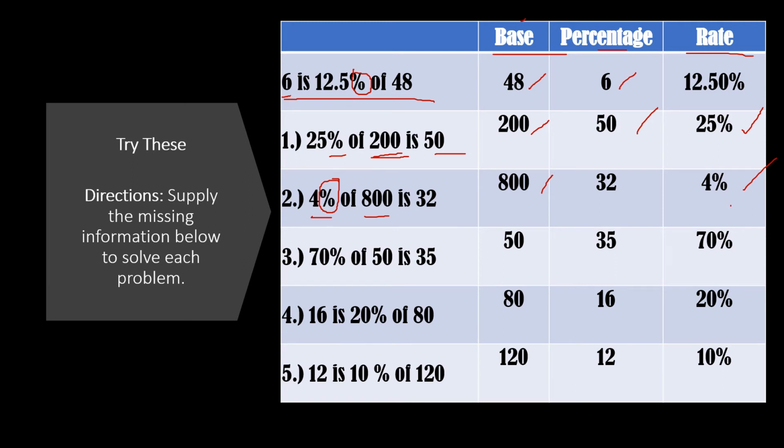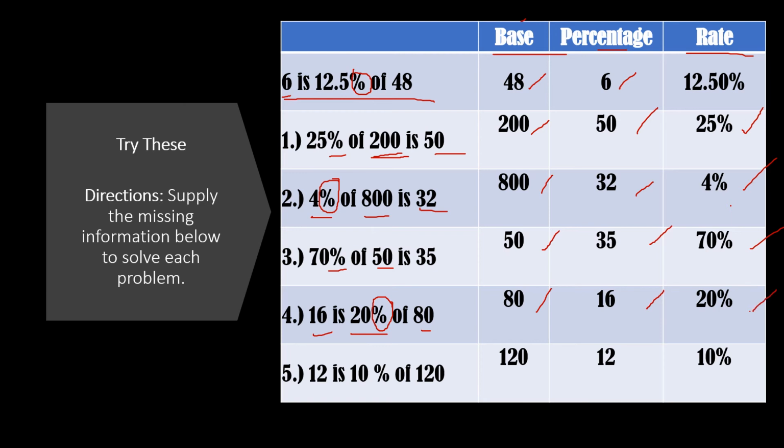Next, the percentage is 32. Okay, very good. Number 3, we have the symbol of percent, so this is the rate. Okay, correct? And which one is bigger, 50 or 35? Of course, 50. So 50 is the base and 35 is the percentage. Here, this is the rate. You can easily identify it because of this percent sign. And which is bigger, 16 or 80? Of course, 80, this is the base. And 16 is the percentage.